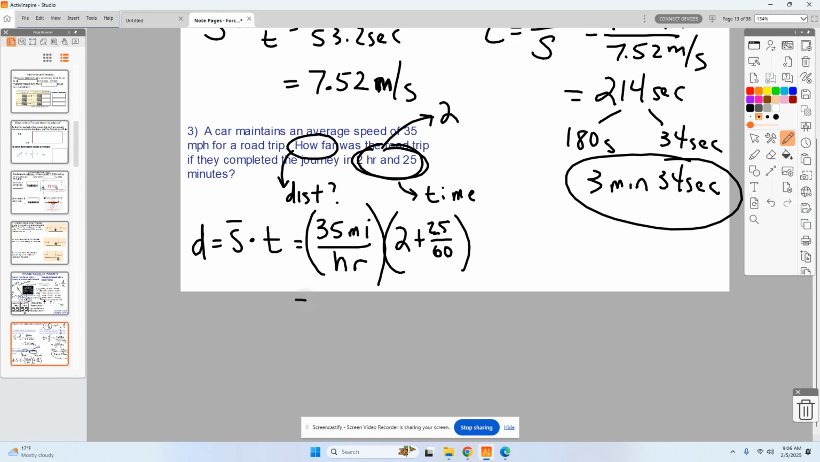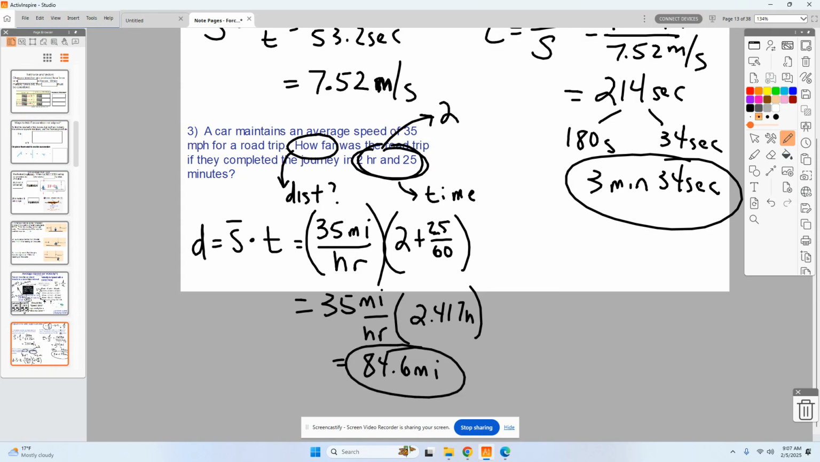So I would go through and say 35 miles per hour multiplied by 2.417 hours. And when I multiply those two numbers together, I get about 84.6 miles. And that's how I would do that kind of calculation. Okay?